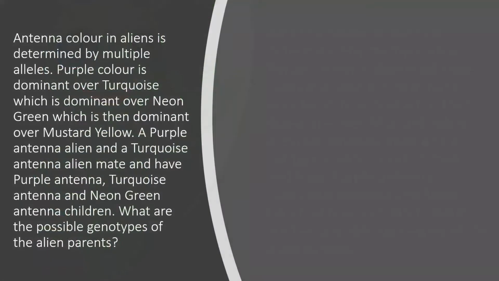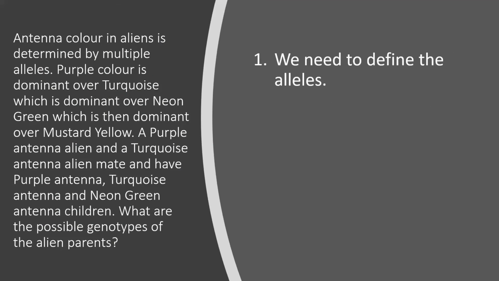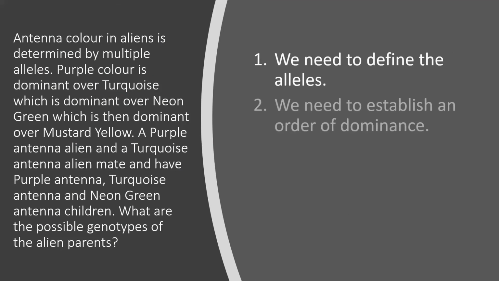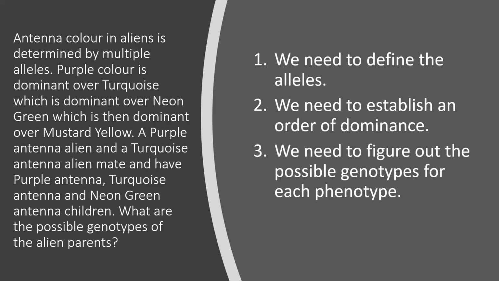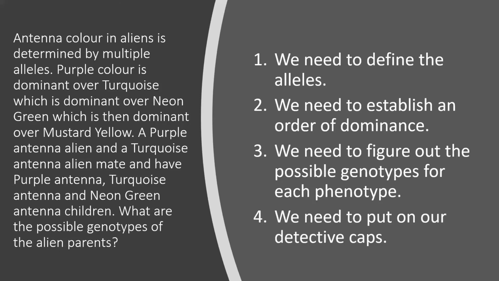So, to go through this methodically, first we're going to define the alleles, and that goes hand in hand with establishing the order of dominance, because until we have an order of dominance in these multiple allele questions, we can't proceed. Then, number 3, we will need to figure out the possible genotypes for each overall phenotype to see what we're working with. Then we need to put on our detective caps, and that entails quite a bit of deduction, so I hope you're all feeling your Sherlock Holmes vibes today.